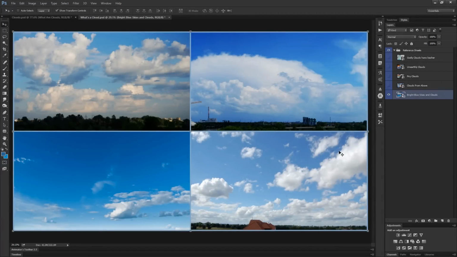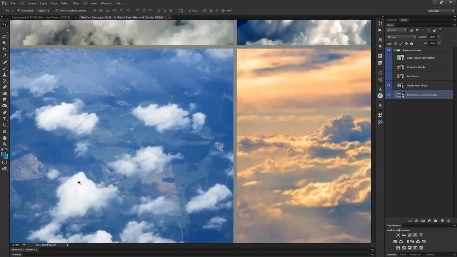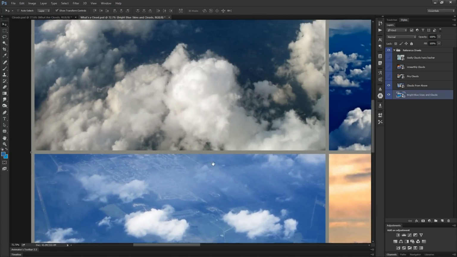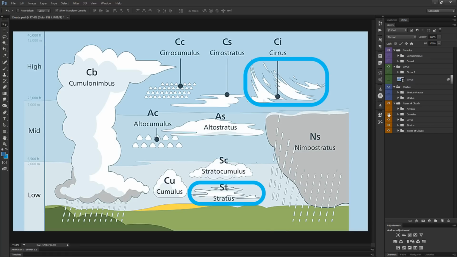So what's a cloud exactly? They are the result of an accumulation of small water or ice particles floating in the air. Those particles result from the condensation of water vapor. There are quite a few types of clouds, but we can arrange them in three major categories: stratus, cirrus, and cumulus. We also have rainy clouds called nimbus.